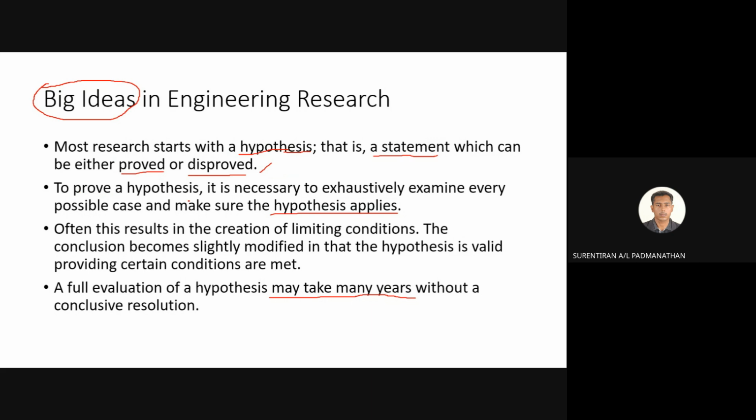To prove a hypothesis, it is necessary to exhaustively examine every possible case and make sure the hypothesis applies. Often this results in the creation of limiting conditions. The conclusion becomes slightly modified in that the hypothesis is valid providing certain conditions are met. At the initial stage, you can say, this can be achieved, by using this method we can achieve everything, right?